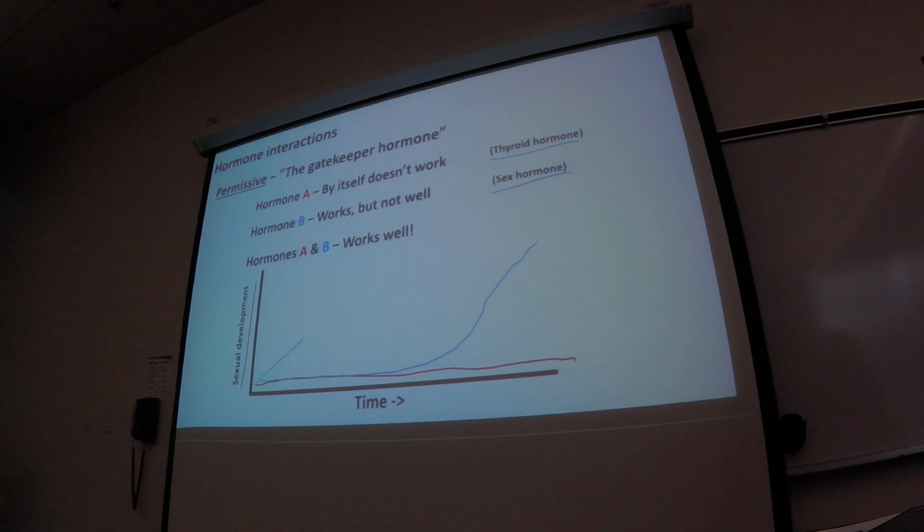Where you see normal sexual development. So this is the idea that this is permissive. It's not that they're synergistic, not like they're making an amplified effect. It's just the fact that one hormone is required for the other hormone to work properly.